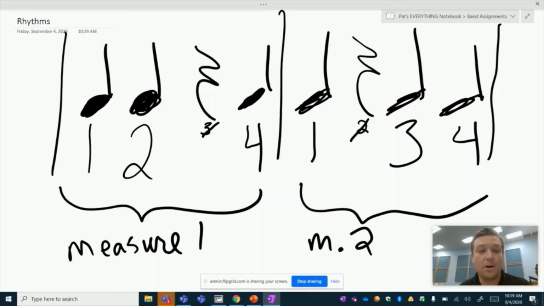Here I go. 1, 2, 4. 1, 3, 4. Notice I'm still pointing. Sometimes we'll be clapping instead of pointing. You might try that. And, you know, I'm pulsing. I'm tapping my toe. You can't see it, but I'm tapping my toe with the beat. And I was silent during the rest, but I thought it. I was thinking the rest.